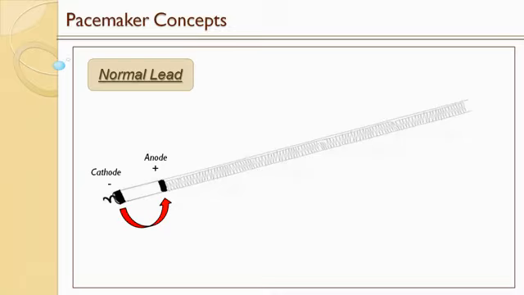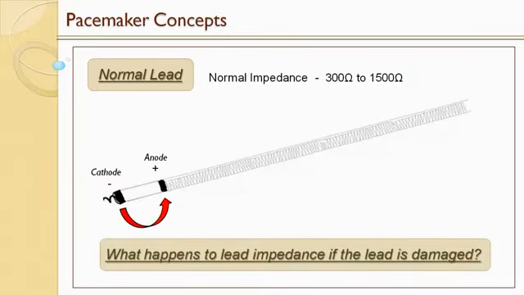When we measure the impedance of a good functioning lead, we'll typically get an impedance of 300 ohms to 1500 ohms. Every lead's a little different, and they're manufactured to have a different normal impedance, but typically 300 to 1500 will usually suggest that that lead is normal or functioning properly. But what happens to a lead impedance if the lead is damaged?